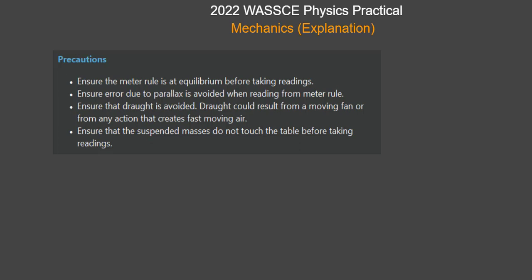But in case you are asked to list precautions, don't list them the way you see them here. List them in reported speech. So let's say you are asked to list precautions you took. You should say something like, I ensured the meter rule was at equilibrium before taking a reading. I ensured error due to parallax was avoided. I ensured that draught was avoided. So try to personalize it and state it in reported speech, not exactly the way it is stated here.